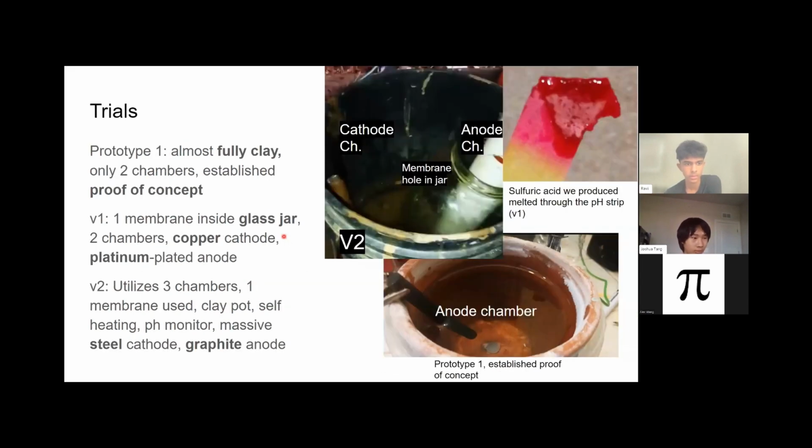And now we will move on to actual cells. These are prototype cells, and as you can see, they worked on either two-chamber or three-chamber designs. For example, this is a two-chamber one. These cells did work. However, the current efficiency was low and provided a lot of resistance and wasted a lot of electricity. However, some sulfuric acid was still produced, as can be seen in the picture in the top right corner.